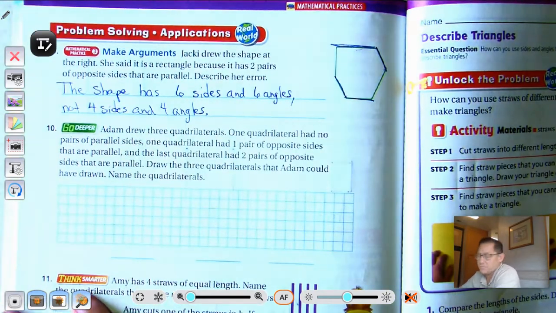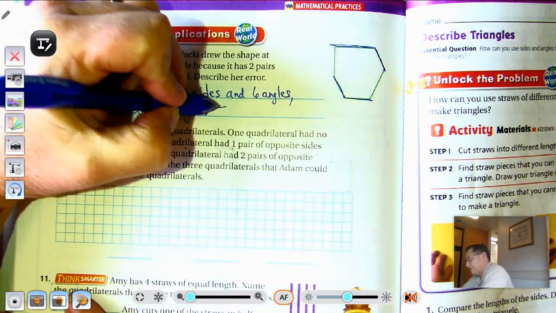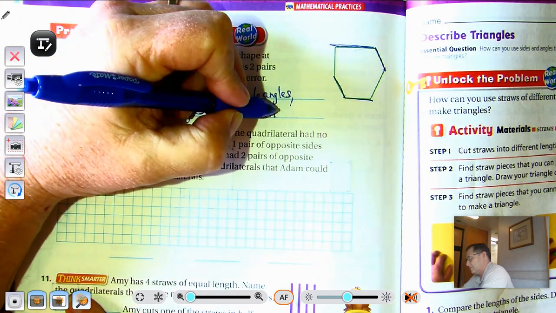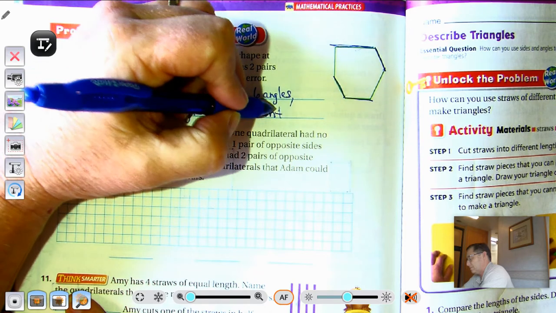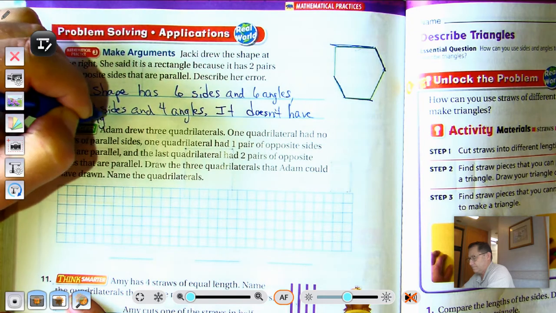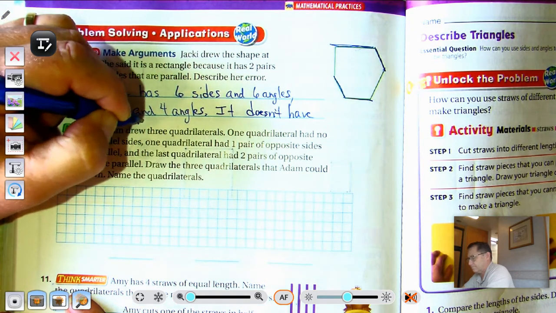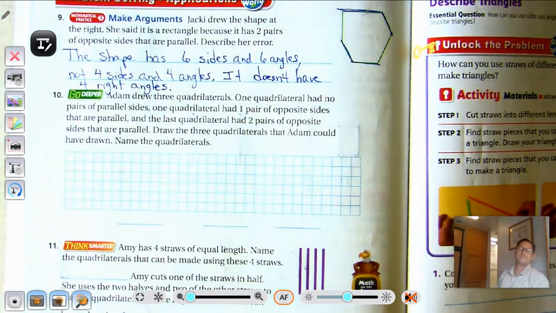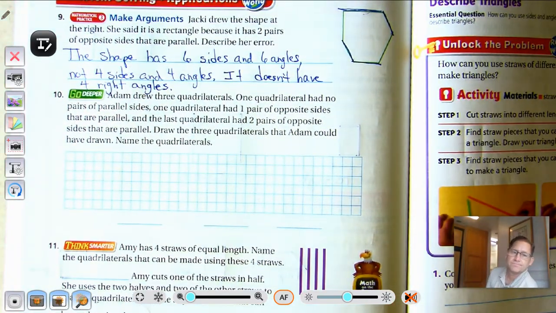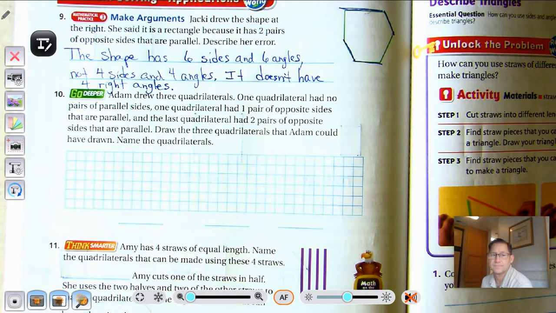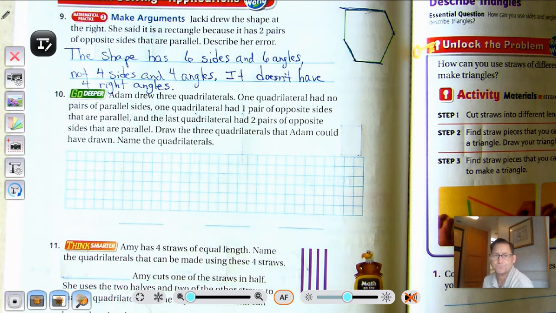Okay, so that's an obvious one. But the other one is it doesn't have four right angles. So Jackie first off didn't draw a shape with four sides and four angles. Then she also didn't have four right angles.